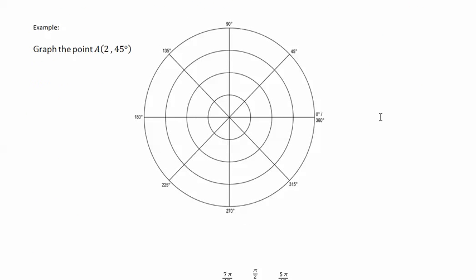So let's do an example. Let's look at graphing a specific point. Let's graph the point (2, 45 degrees). So that means our r is 2 and our theta is 45 degrees. So where is r equals 2 on here? Well, if we're graphing in polar, here's what we look at. Each of these rings is an r value.